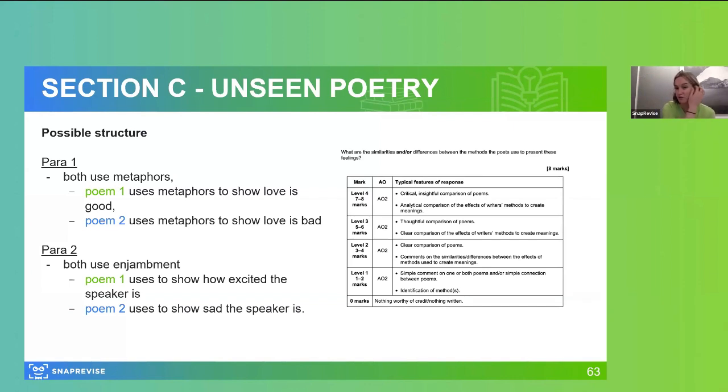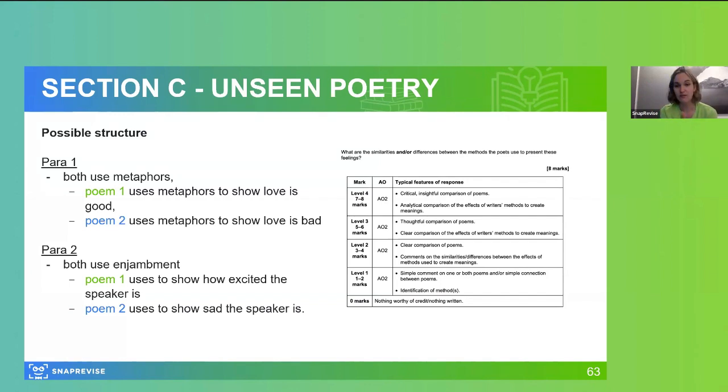And again, I thought it would be good to show you what the mark scheme would look like for this. So what are the similarities and or differences between the methods the poets use to present these feelings? That's why, if there are any methods that are used in both, I would analyze them, because then you can compare which one you find to be more effective. So for a level 1 answer, you get 1 to 2 marks, and it's very simple, and you are only really identifying what methods are being used. And it's a very simple connection.